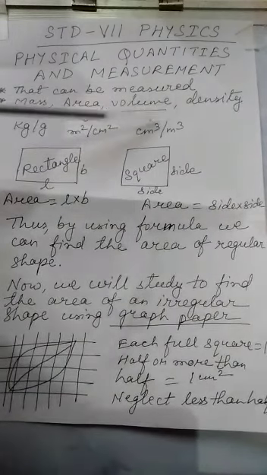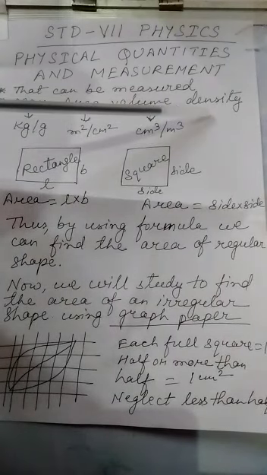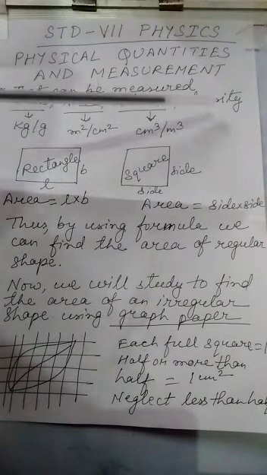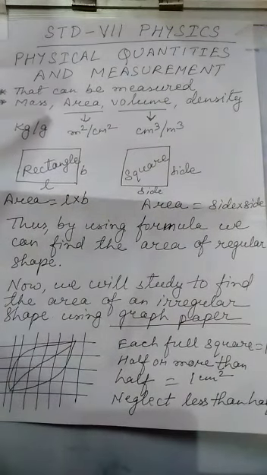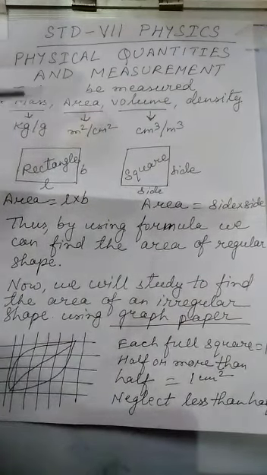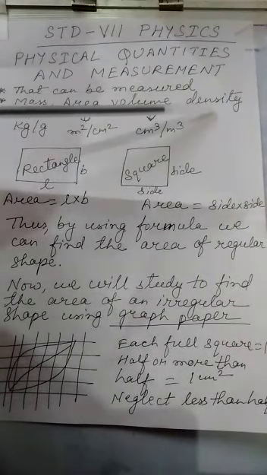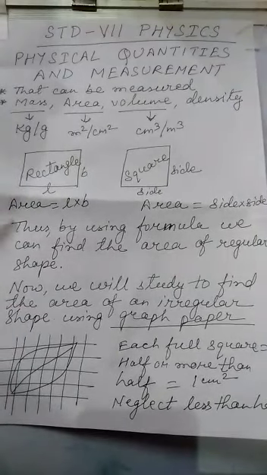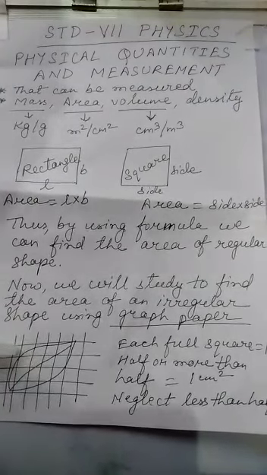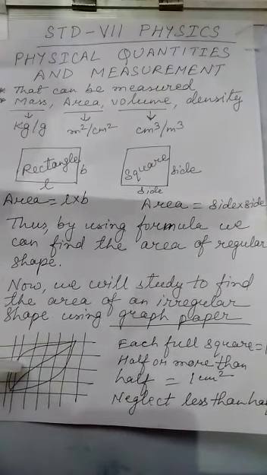The third physical quantity is volume and the next is density. There are many other physical quantities as well, but in your class you have to study regarding mass, area, volume and density. Let us discuss in detail about some other shapes whose area can be found out.